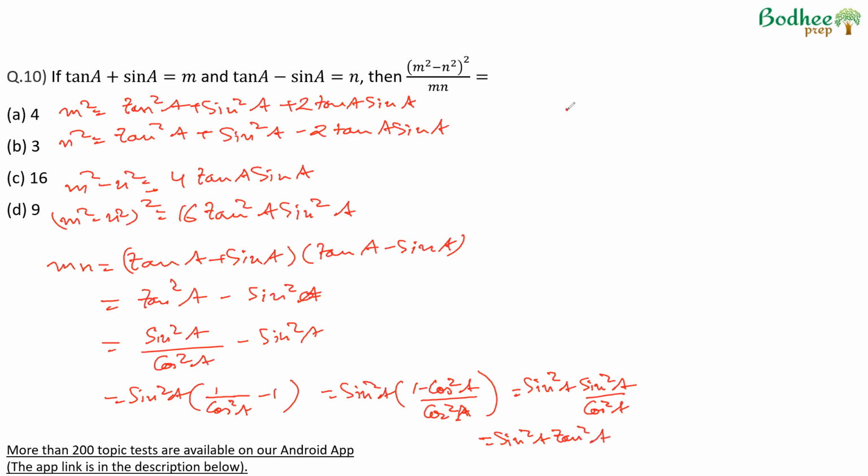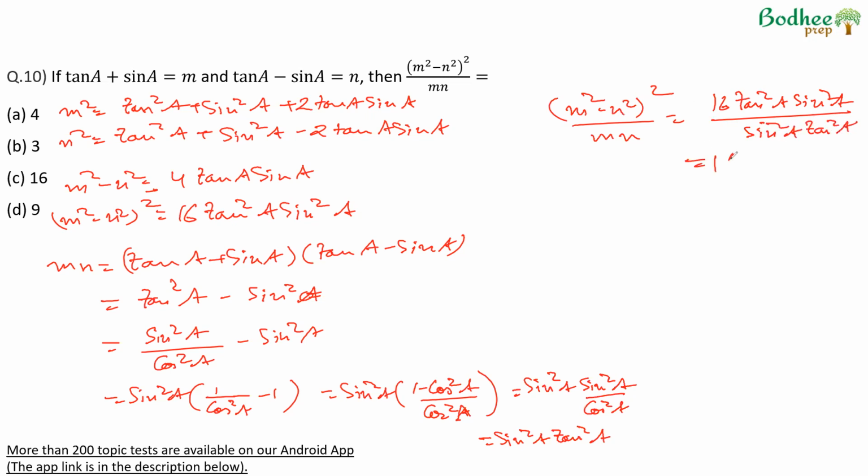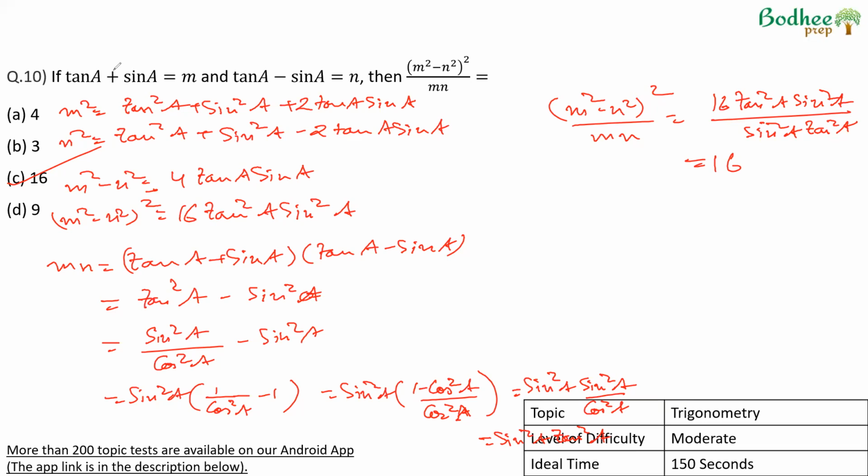And therefore, if we have to find out M square minus N square whole square upon MN, this will be nothing but 16, the values that we have found out, tan square A, sin square A. And MN came out to sin square A, tan square A. Sin square, tan square cancel. The value comes out to 16. Option C becomes our answer. Again, steps are involved, therefore moderate level of difficulty. Time would be on the higher side, 2.5 to 3 minutes.